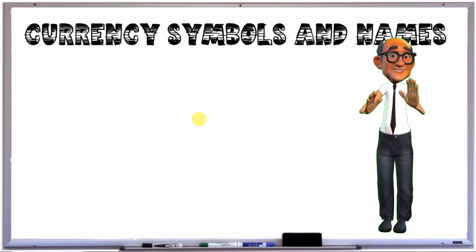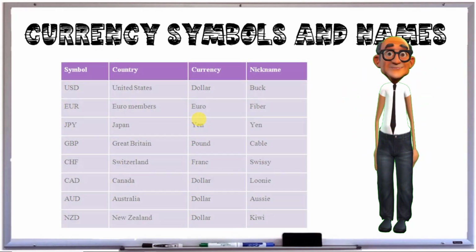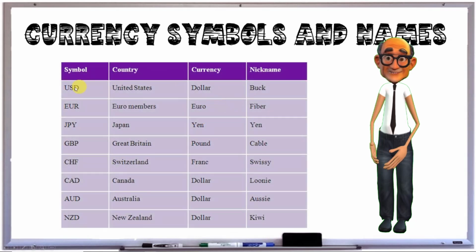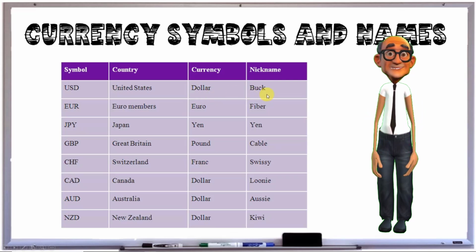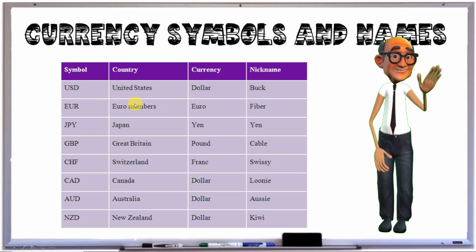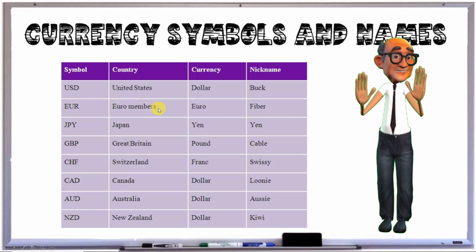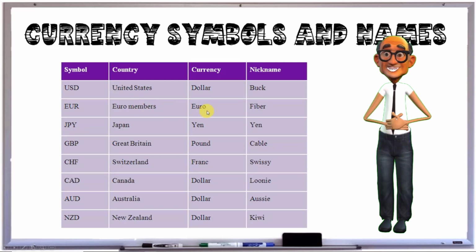Let's have a look at all the different currency symbols and names that you get, also nicknames that currencies have got. Yeah, you can see we've got a table, right? The US dollar is for United States. It's called the dollar, and the nickname is buck. You'll hear a lot of guys talking about green bucks and so on. How many bucks have you got? The euro, and that's for all euro member countries like France, Germany, most countries in Europe in any case. It's called the euro, and the nickname is fiber.